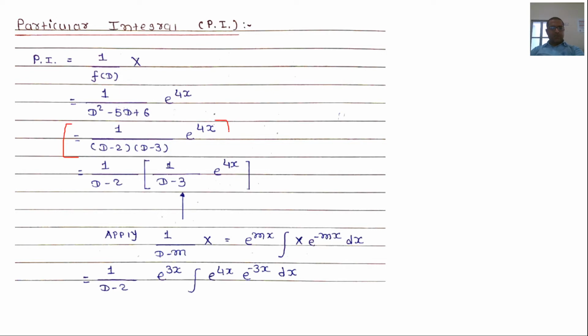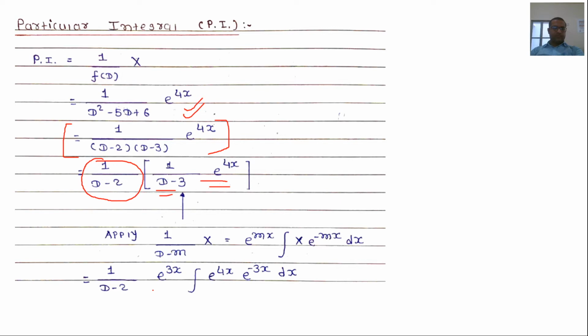This is the general way. Now from this we will discuss the general method, the method of factors, to solve this equation. First keep either 1 upon D minus 2 or 1 upon D minus 3 as the common. So here I have kept 1 upon D minus 2 as the common and written the whole term in brackets: 1 upon D minus 3, e raised to 4x.